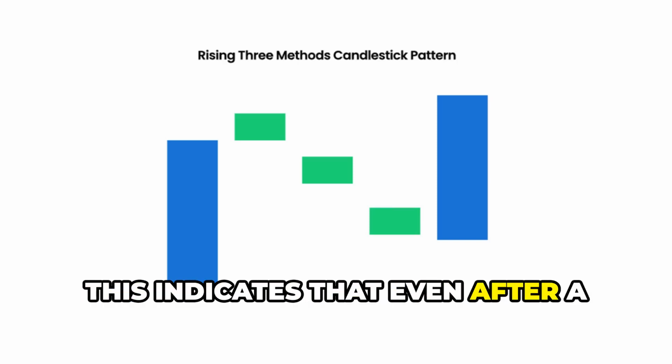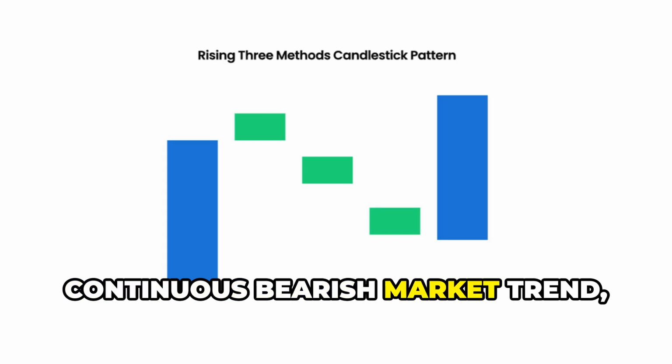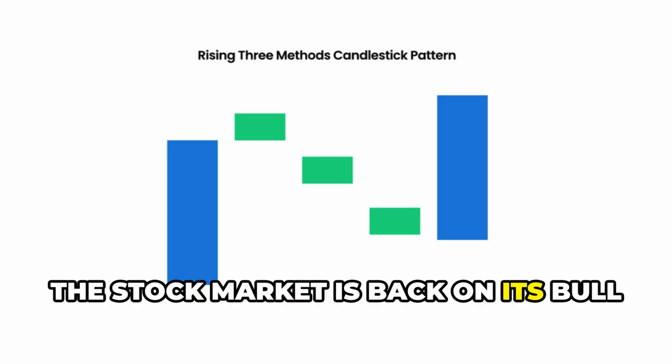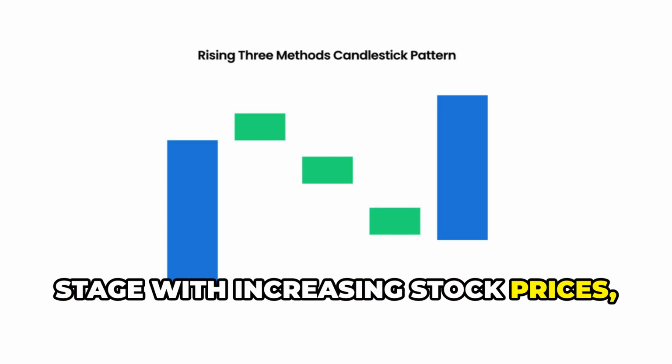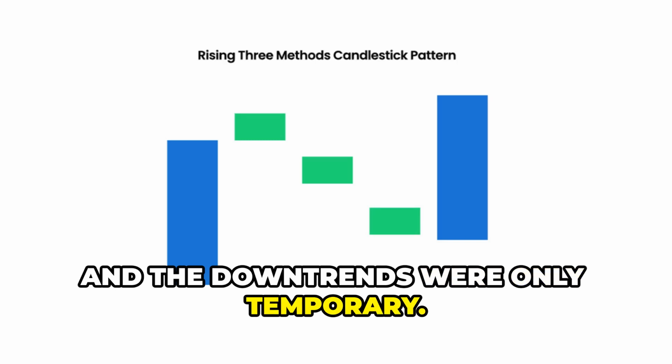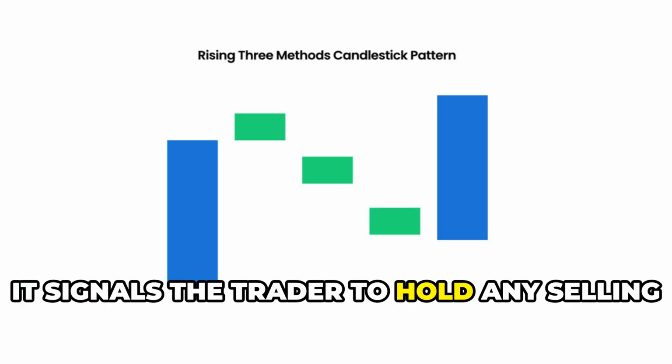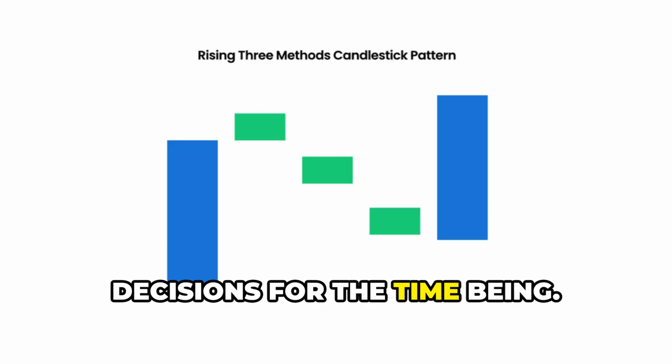This indicates that even after a continuous bearish market trend, the stock market is back on its bull stage with increasing stock prices, and the downtrends were only temporary. It signals the trader to hold any selling decisions for the time being.